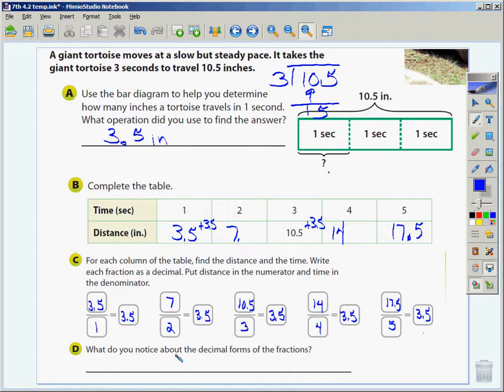They're all what? 3.5, 3.5, 3.5, 3.5, 3.5. They're all the same. If it is going to be a constant rate of change, they all have to stay the same. If it's not constant, if they didn't stay the same, it's not a constant rate of change.